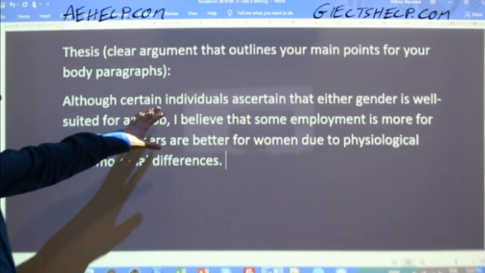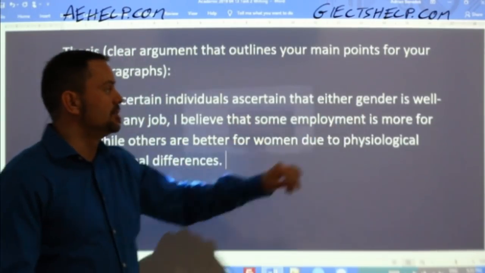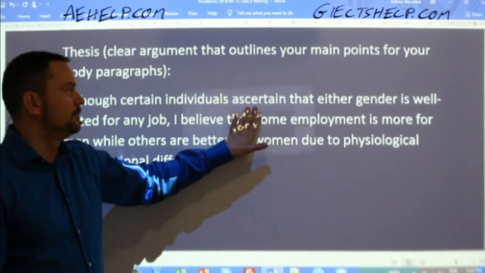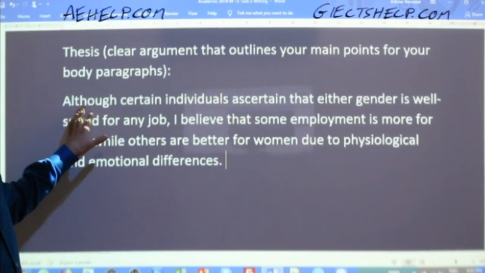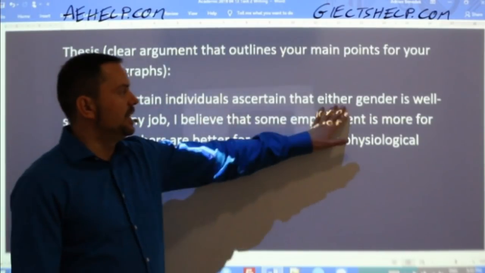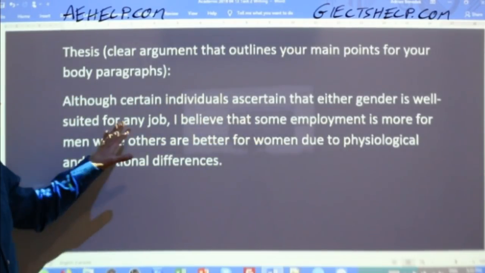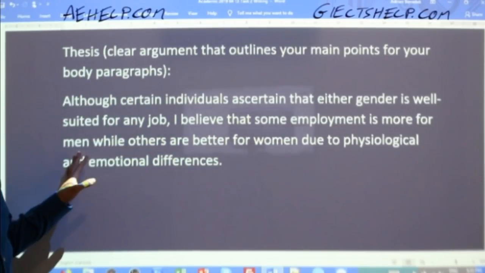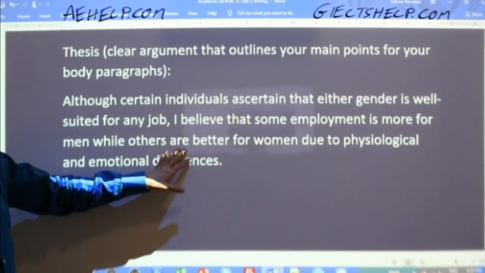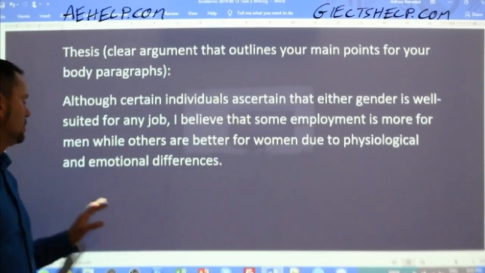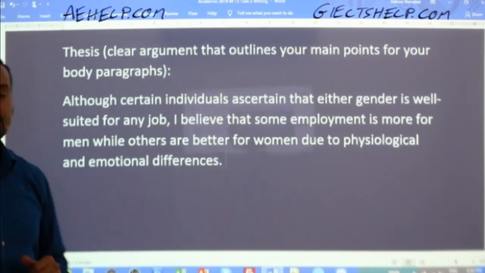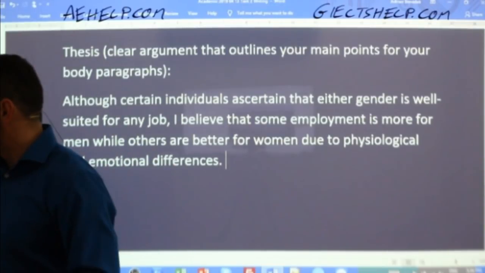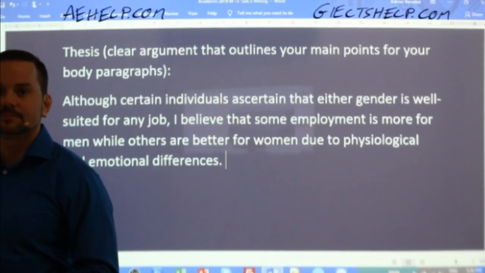Although certain individuals ascertain that either gender, ascertain is just a very fancy way of saying argue, okay, or believe. Although certain individuals ascertain that either gender is well suited for any job, I believe that some employment is more for men while others are better for women due to physiological and emotional differences. That will work, okay? So that will get you on the right track.